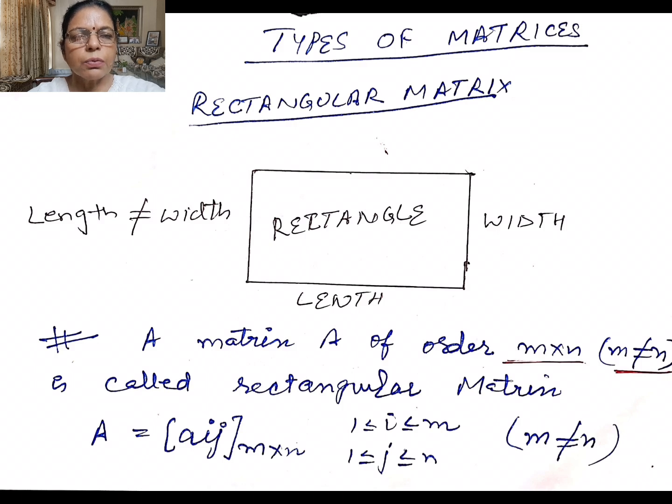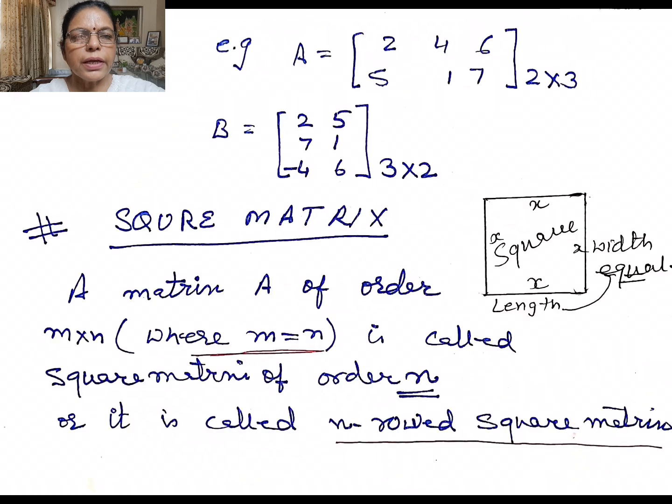Note: A is equal to [aij] of order m by n, where i runs from 1 to m and j runs from 1 to n and m is not equal to n. Now for example, A is the matrix [2, 4, 6; 5, 1, 7], with 2 horizontal lines, that means rows, and 3 columns, so 2 by 3. Similarly, B is [2, 5; 7, 1; -4, 6], that is 3 by 2. The number of rows is not equal to the number of columns, so that is a rectangular matrix.